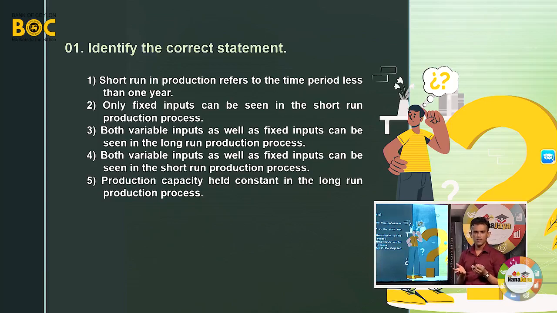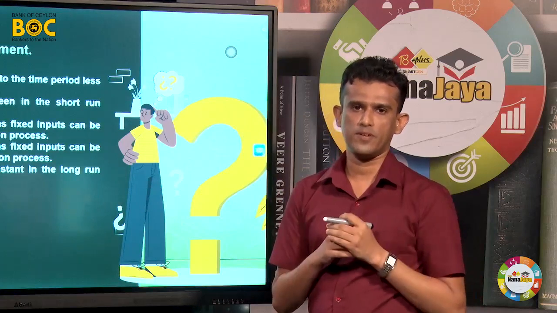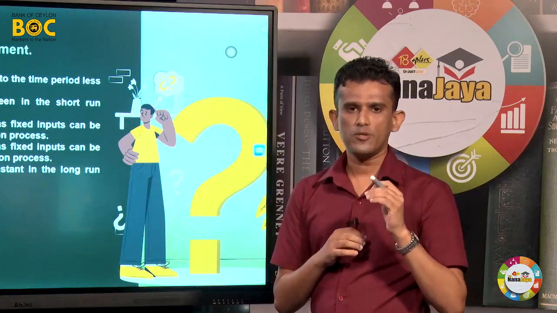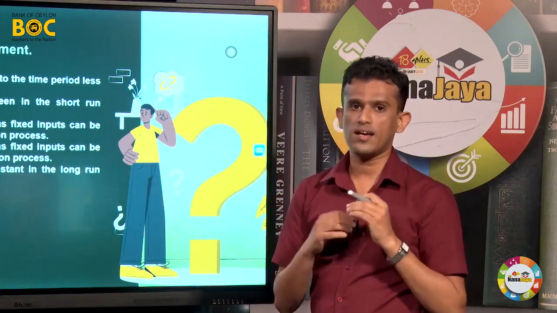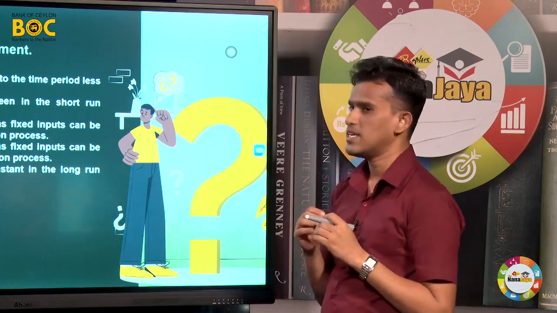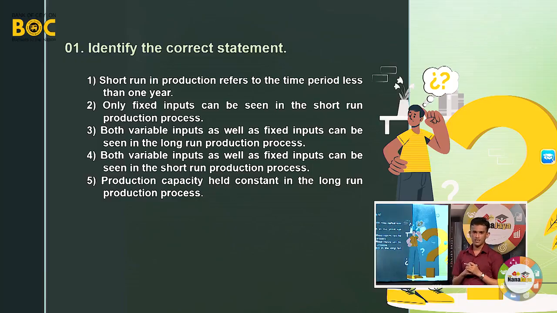Yes. Why? The third answer again: both variable inputs as well as fixed inputs can be seen in the long run production process. No, wrong. Why? Long run is the time period in which the production is increased by increasing all types of inputs. All inputs become variable in the long run production process and no fixed inputs are identified in the long run production process. Therefore, the third answer also cannot be identified as a correct statement.